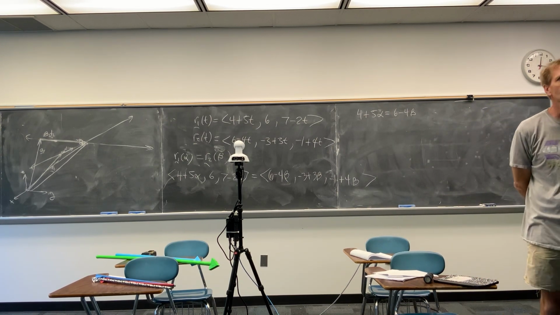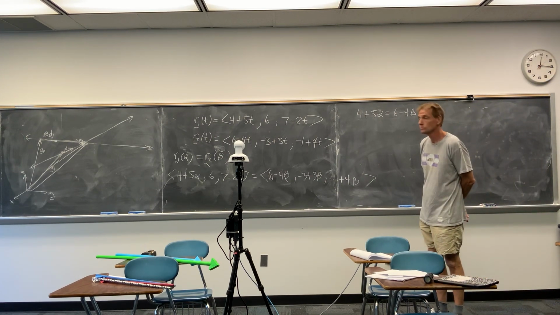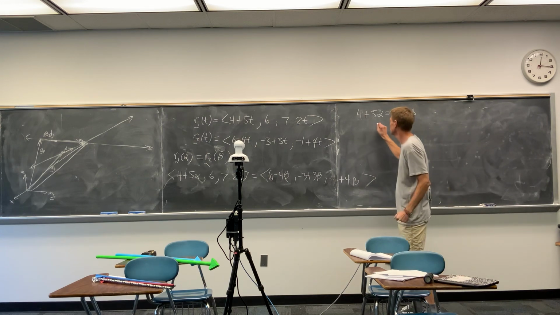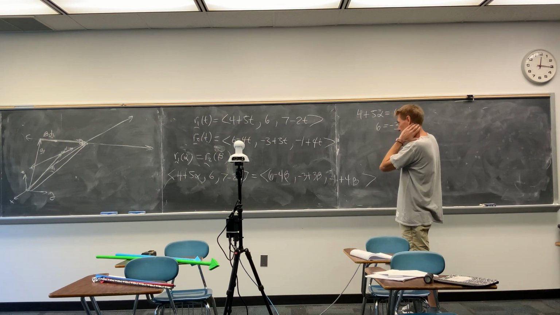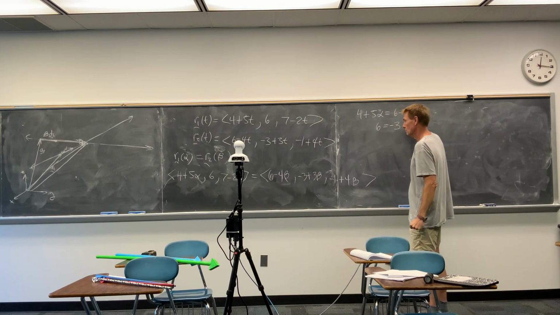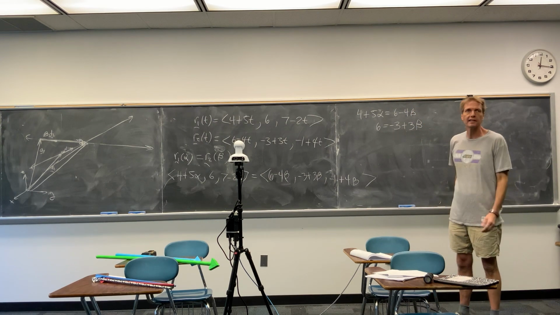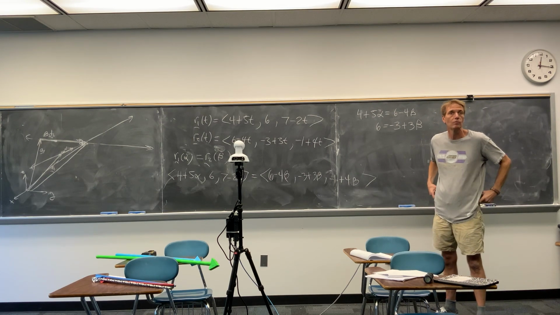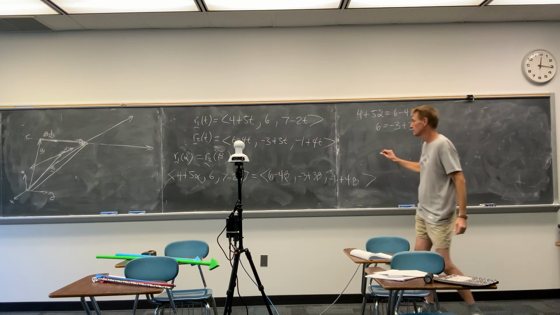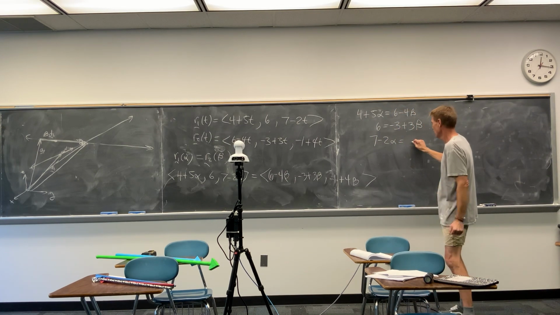Well, what else must be true? 6 has to equal -3 plus 3 beta. Exactly. Thank you. And what else must be true? 7 minus 2 alpha has to equal -1 plus 4 beta. Perfect.